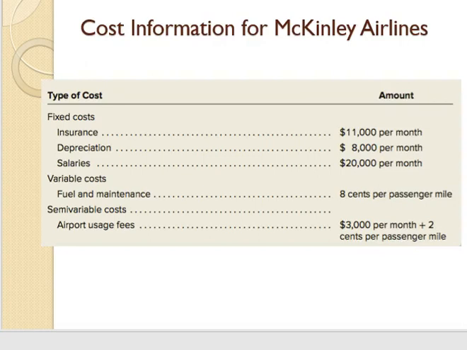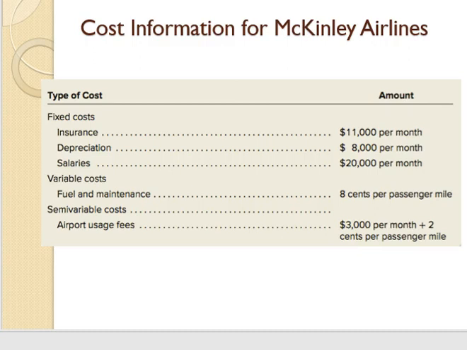Now, if you take a look at the cost information for McKinley Airlines, you'll see that you have fixed costs of insurance, depreciation, salaries, and those are fixed because it doesn't matter. It will not change. Variable cost is 8 cents per passenger mile. So the more passengers you have, well, this variable cost will go up.